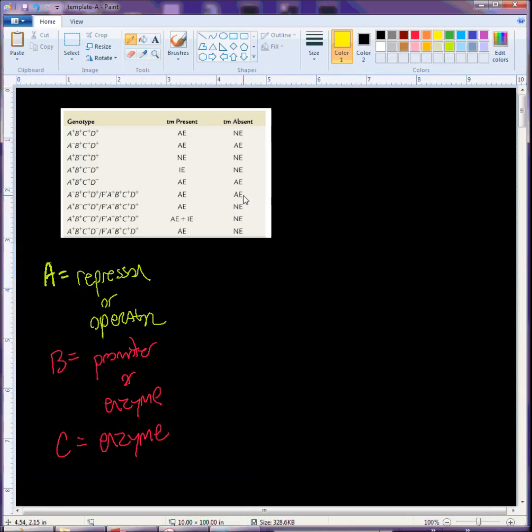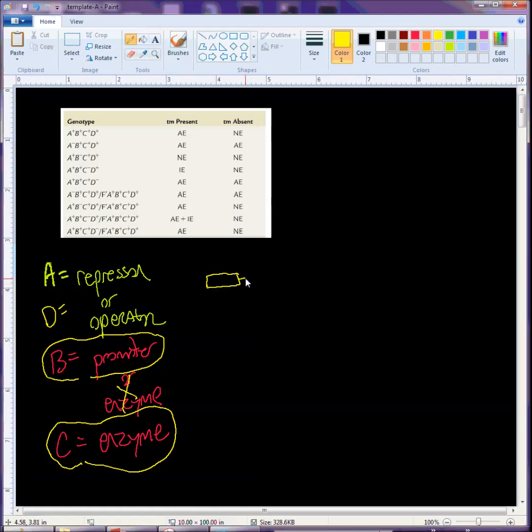So we've already shown that C is the enzyme, most likely the enzyme, which means B has to be the promoter. And now we need to figure out if A is either the repressor or the operator, and then same thing for D. If A is the repressor, then that means D is the operator. And it could be the other way around. So let me just diagram what we know so far.